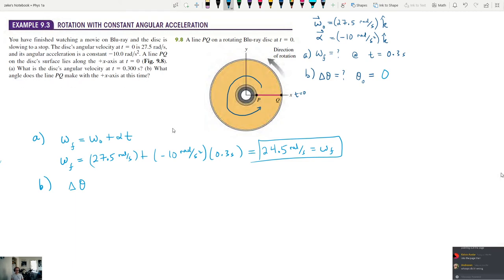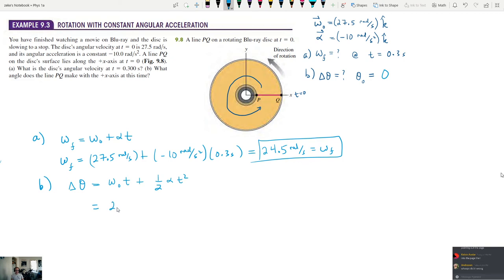positive x-axis at this time? For that, we can just find the change in angle. I'm going to use all the quantities that were given in the problem instead of using omega final. So we're going to use the equation omega initial times time plus 1/2 of alpha times time squared.